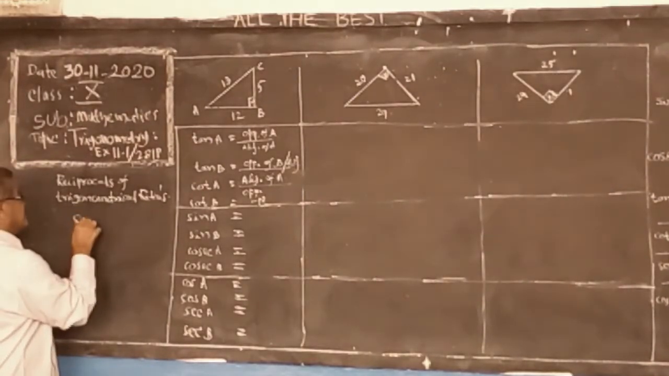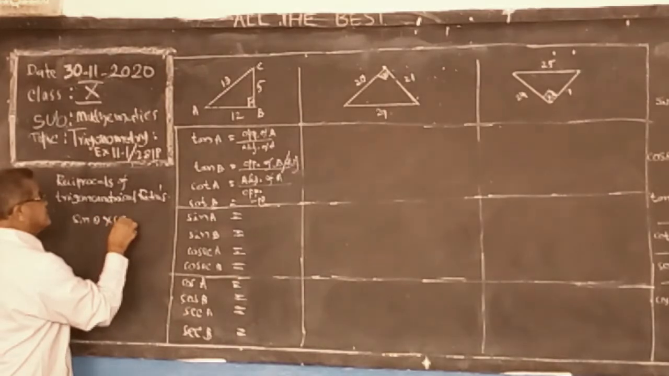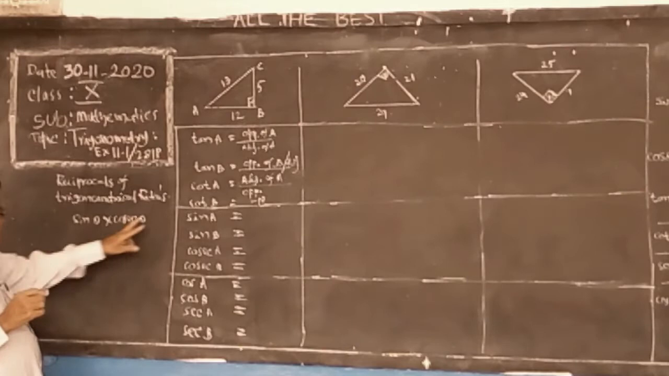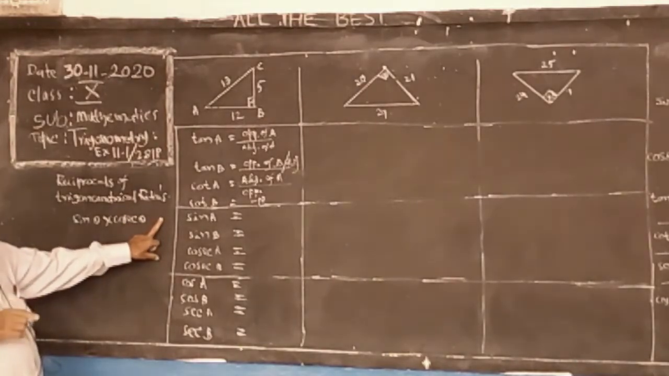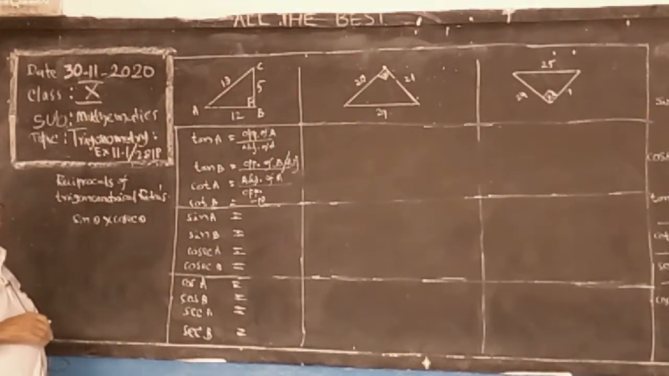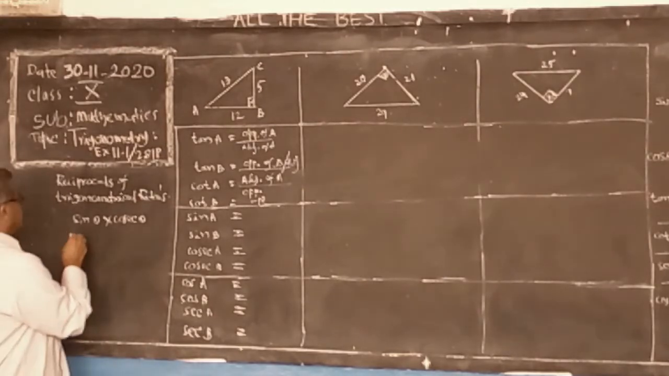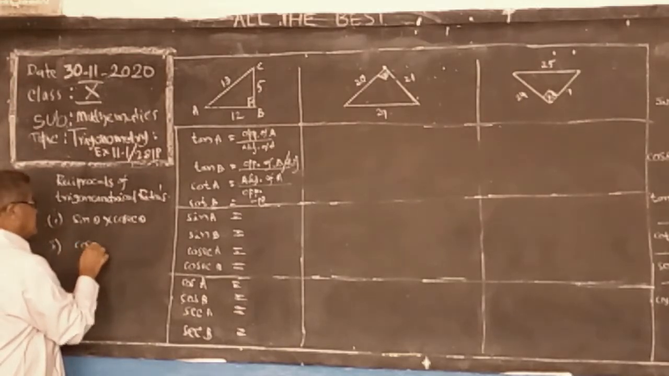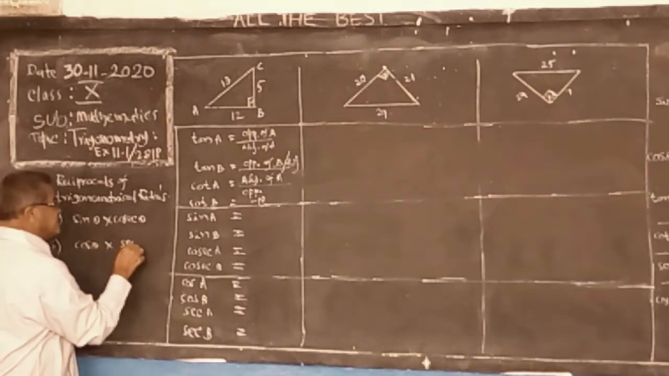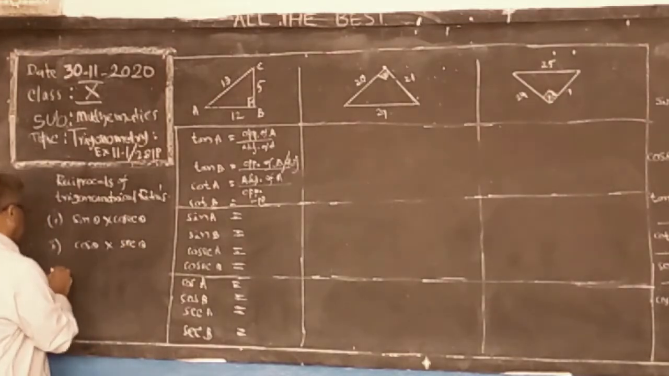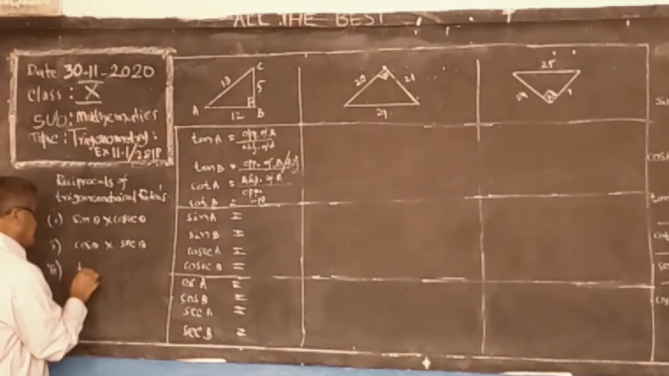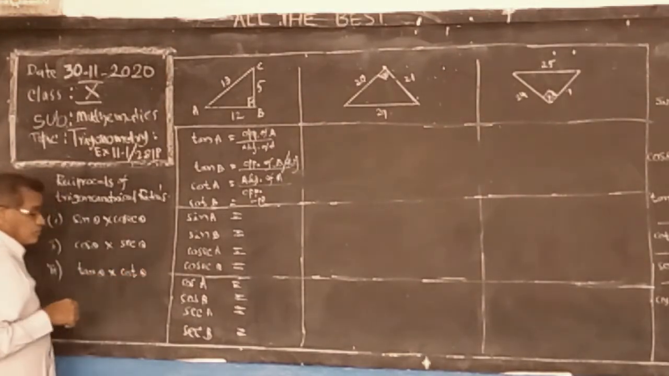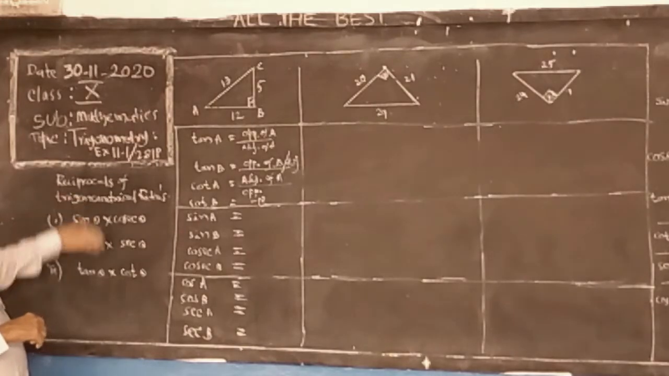For sine theta, the reciprocal is cosec theta. Sine is opposite side by hypotenuse, whereas cosec theta is hypotenuse by opposite side of the angle. Second pair, cos theta; the reciprocal of cos theta is sec theta. And third, the reciprocal of tan theta is cot theta. See, these are the ratios.